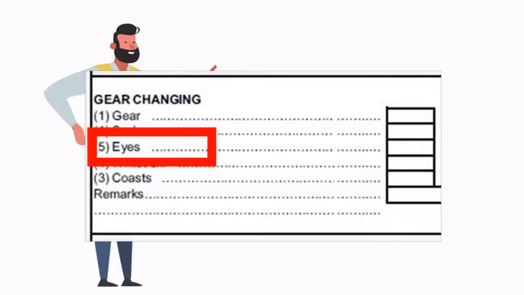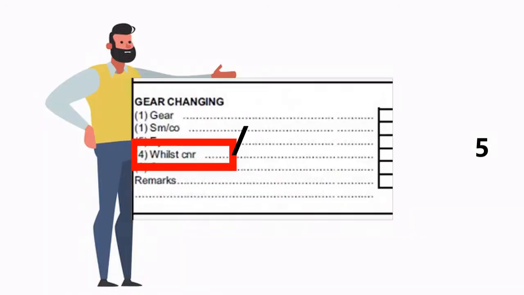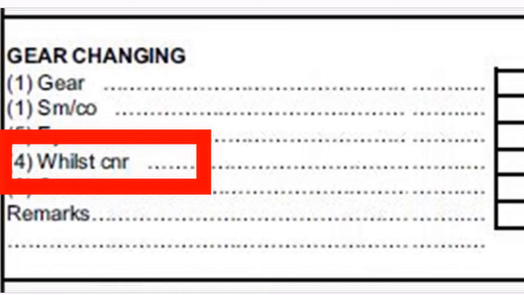Next, gear changing. When changing gears you're not allowed to look at the gears, your eyes should be on the road. When you look at the gear, the examiner will mark you for eyes, this will be 5 points. Also, when changing gears you should do it when it is safe. You cannot change gears while you are turning. If so, the examiner will mark you for gear whilst turning, it will be 4 points.